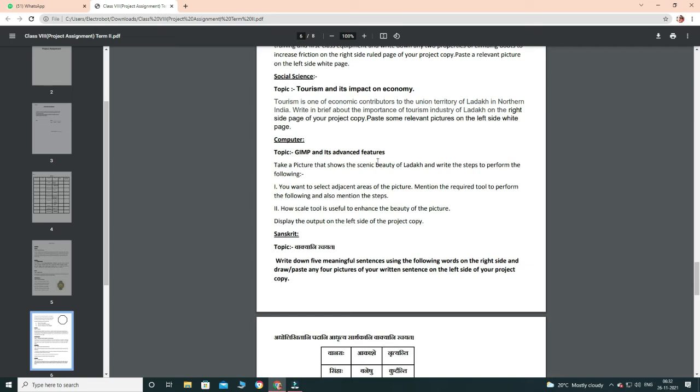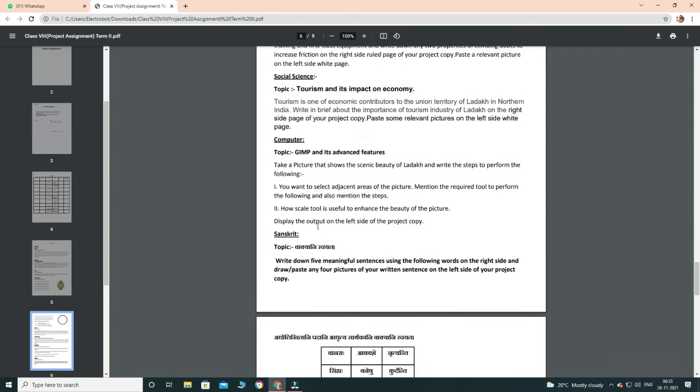Next, the number two question is how scale tool is useful to enhance the beauty of a picture. So in which way scale tool can enhance the beauty of the picture, you have to mention, and you have to draw or affix relevant picture on the left side.